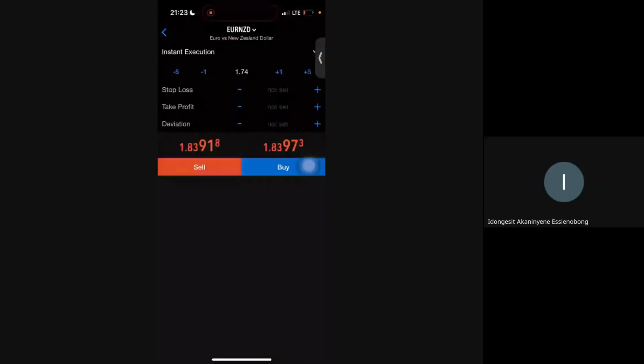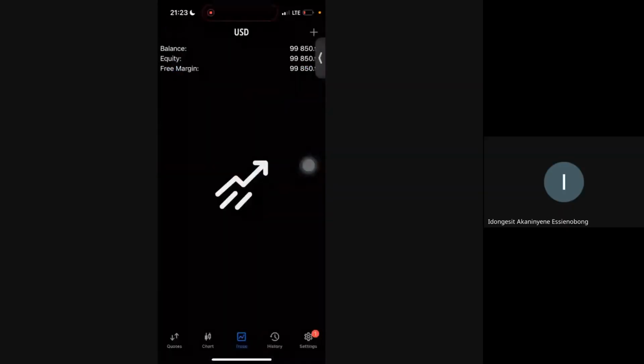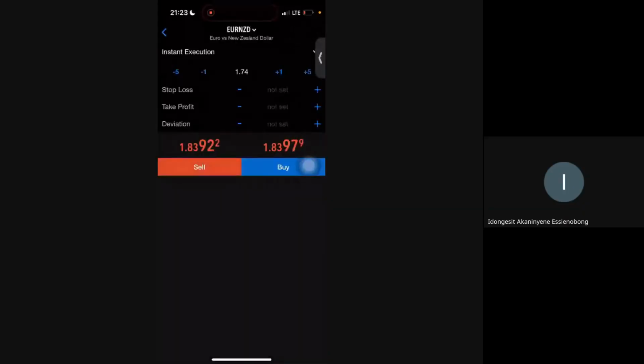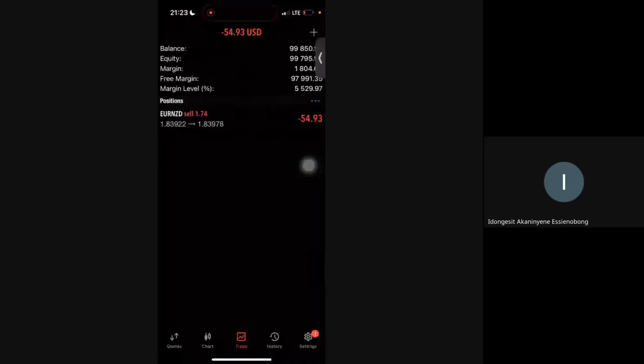So it didn't work because I actually set the settings not to hedge positions, meaning I cannot buy and sell the same currency pair at the same time. Of course. Hold on. Okay, still in loss. Why is it in loss?